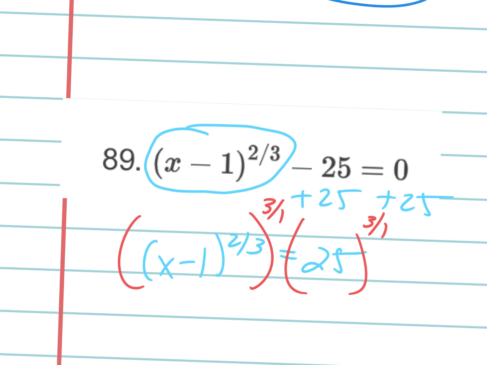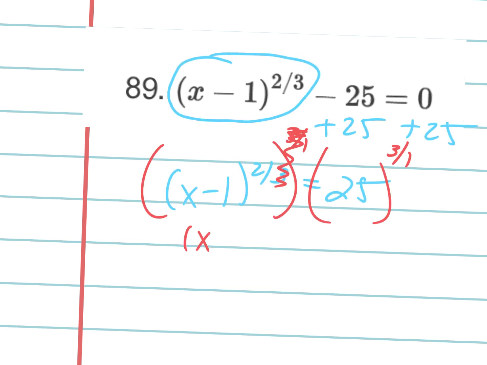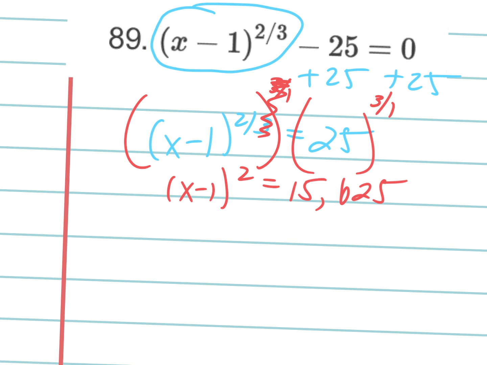Well, when I multiply a power to a power, 2/3 times 3/1, the 3's cancel. So I'm left here with just (x minus 1) squared equals 25 to the 3rd power. It's a big number. I understand that. It's 15,625. And now I'm going to look at this and say, okay, now I have (x minus 1) squared. You could write out (x minus 1) times (x minus 1), then move the 15,625 over. That would be crazy.